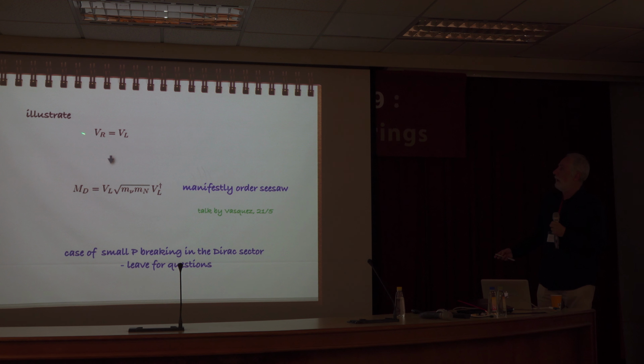We solved the problem only recently. Again, as an illustration, in the case of a possible right-handed mixing angle, the Dirac mass matrix, you can see it's manifestly ordered seesaw. There is no ambiguity whatsoever. If VR is not equal to VL, the formula gets a little more complicated, but I will not show it.